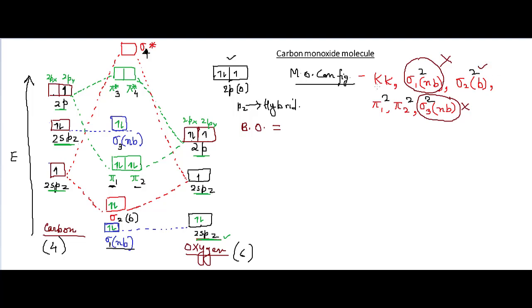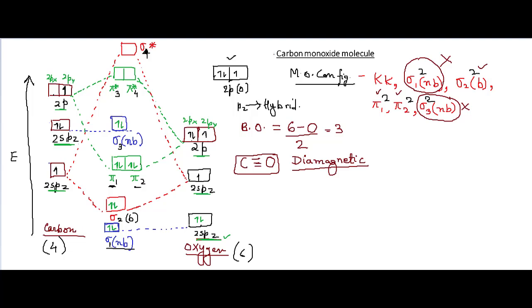As you can see, there are 2, 2, 4 and 2, 6. So 6 bonding electrons minus 0 anti-bonding electrons divided by 2 is equal to 3. So bond order is 3. That means carbon and oxygen have a triple bond in the carbon monoxide molecule. And also, looking at the molecular orbital electronic configuration, this molecule is diamagnetic, right? Why? Because none of the electrons are unpaired. All electrons are paired. That is why the molecule is diamagnetic.